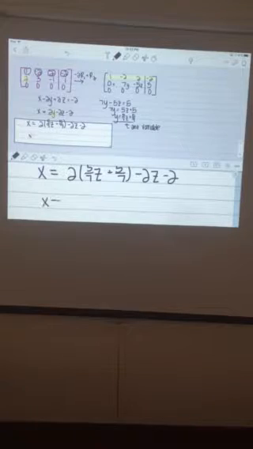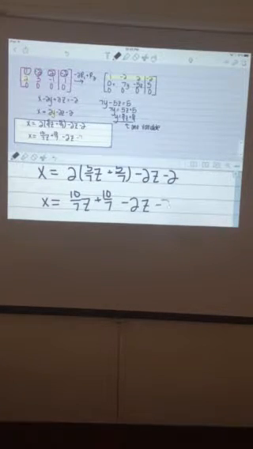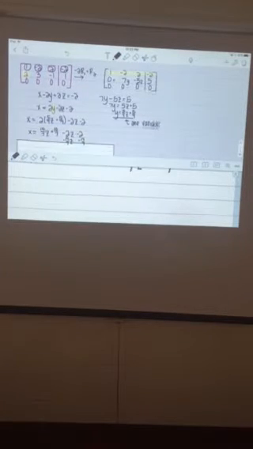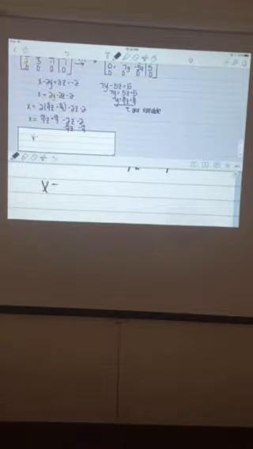So distribute to get 10/7 z plus 10/7 minus 2z minus 2. We'll need to combine like terms, and in order to combine things, one fraction, one not, I need to get the common denominator. So negative 2 is the same as negative 14 over 7. Okay, combine like terms, and I get x equals negative 4 over 7 z minus 4 over 7.